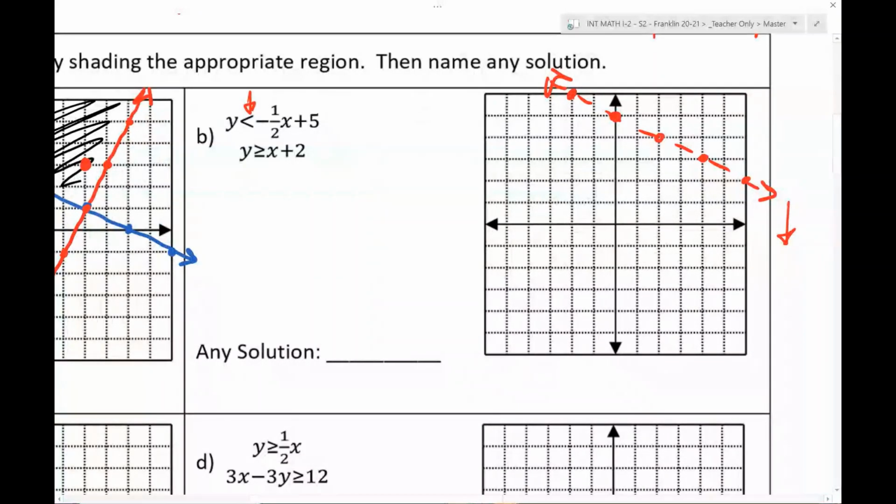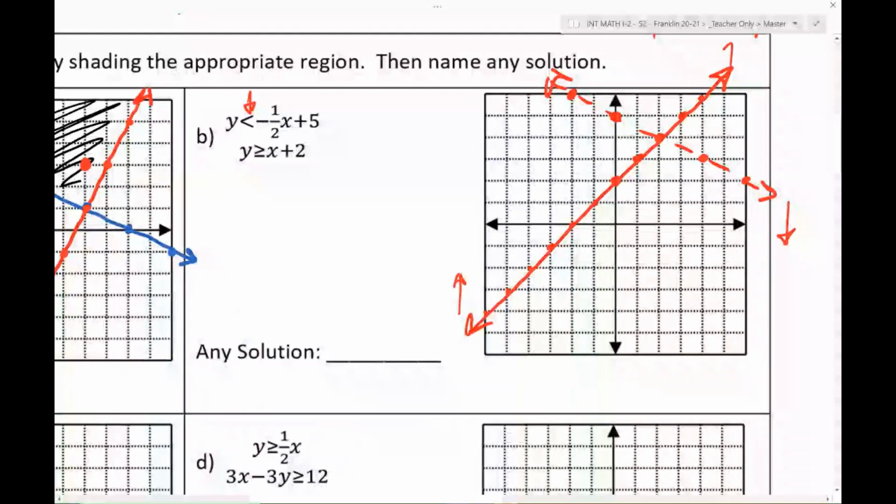Okay, next equation. Greater than or equal to x plus 2. This one starts here at 2. Slope is 1, so up 1 over 1, or down 1, left 1. It uses a solid line. And it is greater than or equal to, so it is shaded up from that line.